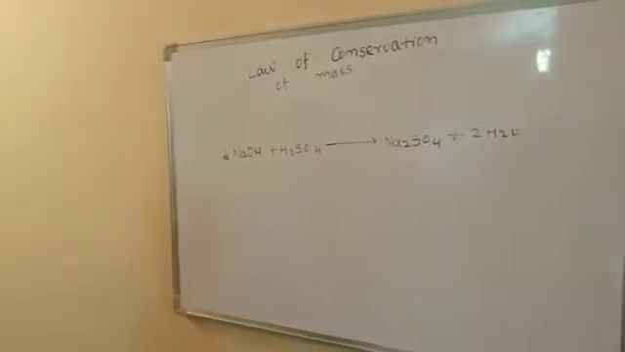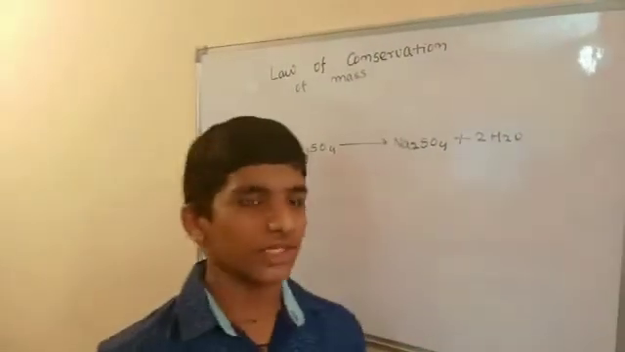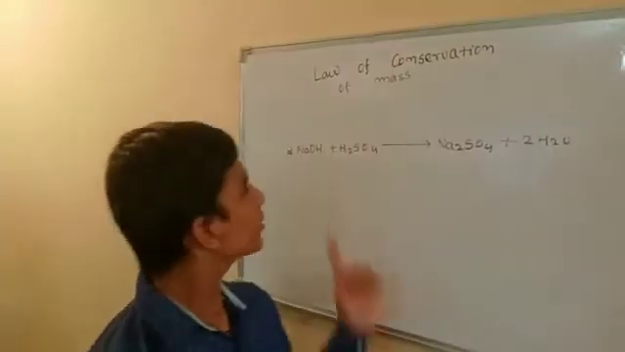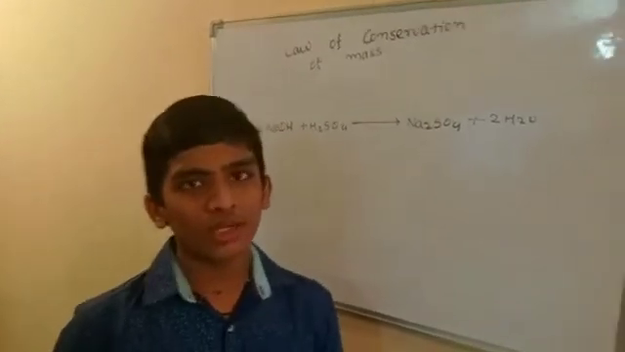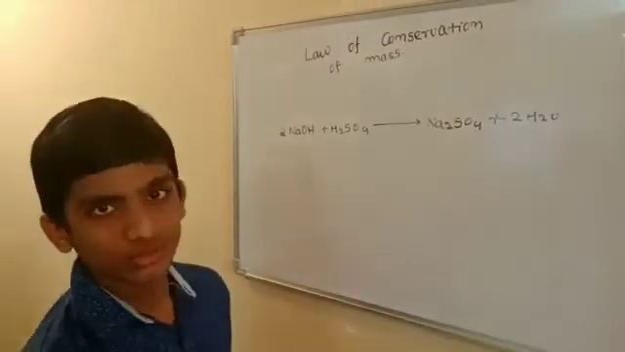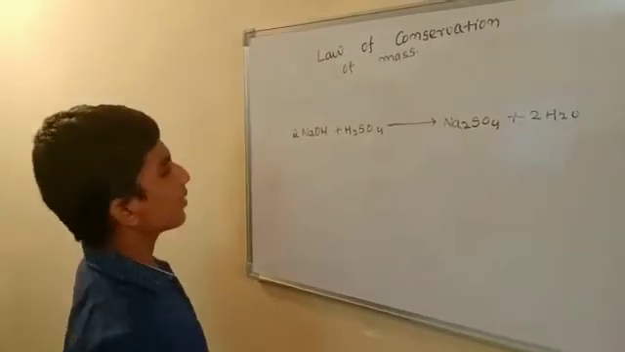The next topic we discuss is law of conservation of mass. For this we need an example. 2NaOH plus H2SO4 gives rise to Na2SO4 plus 2H2O. For this we need to take balanced equations. Do not ever take unbalanced equations.